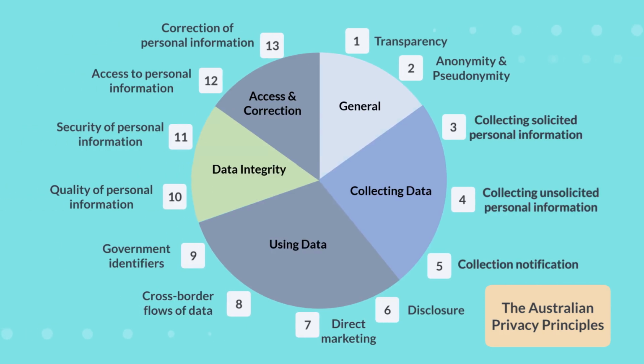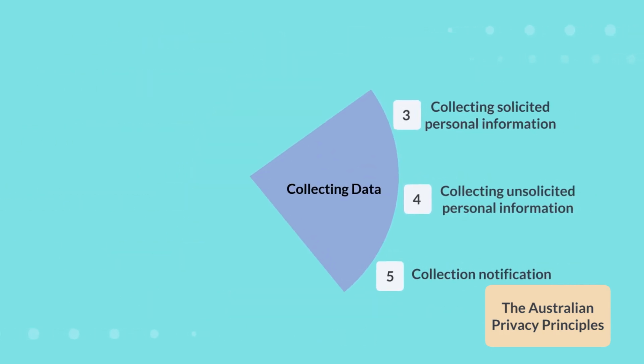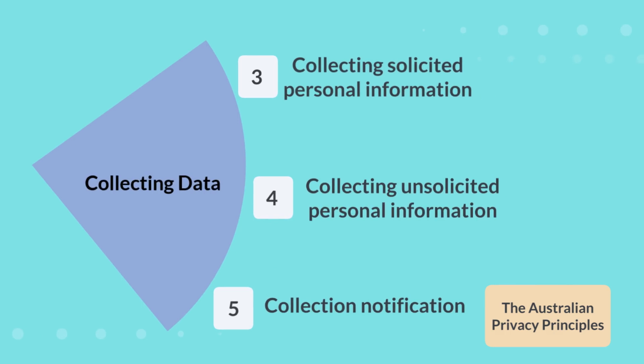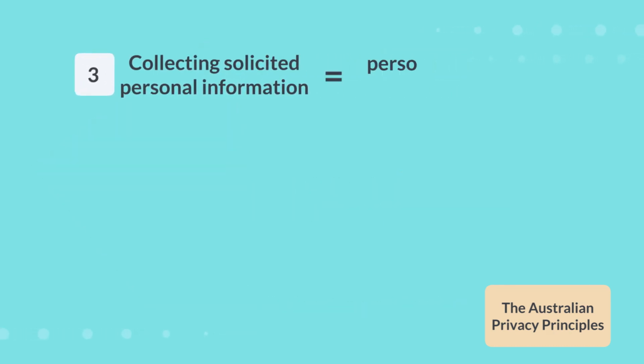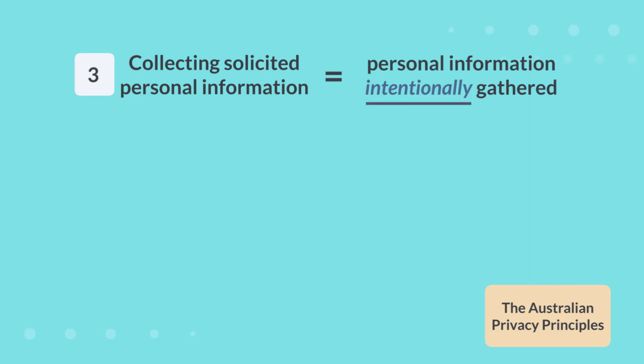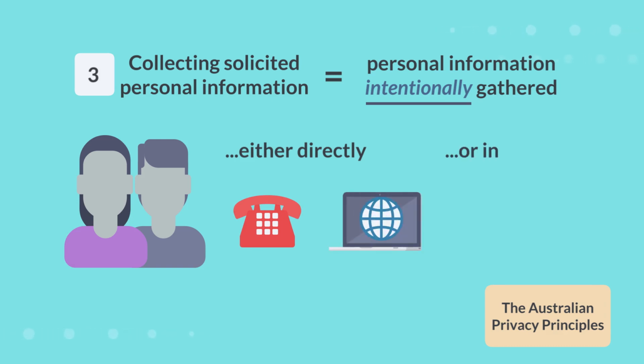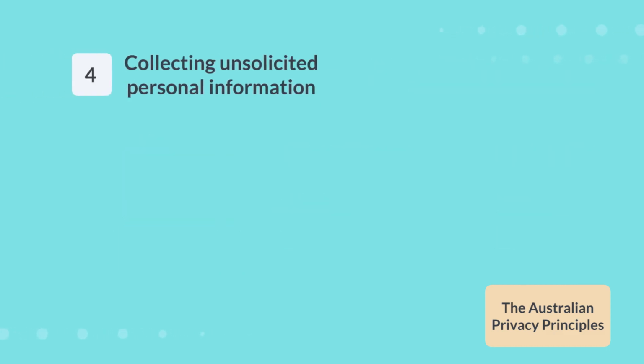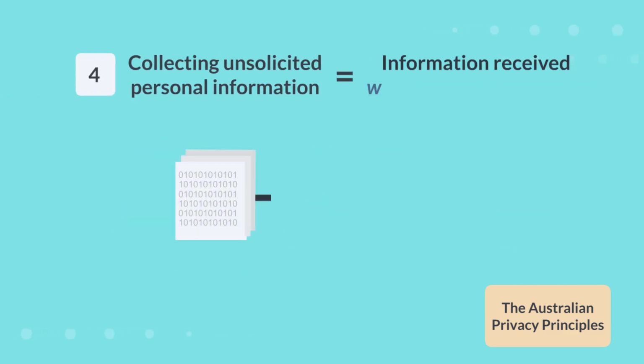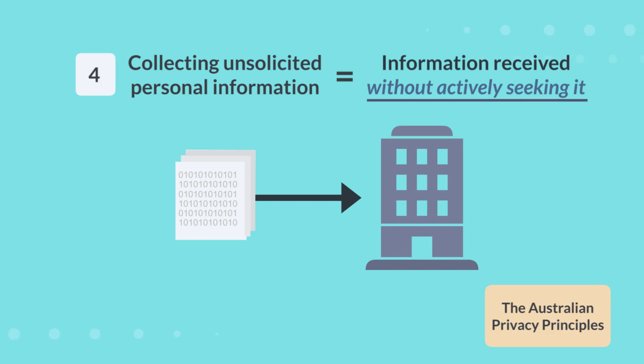The next 3 principles are all about data collection, and these are very important, so we'll be examining these in more detail throughout the course. You'll see that the principles make a distinction between solicited and unsolicited data collection. Solicited is any personal information intentionally gathered by an entity from an individual, either directly, such as during a phone call or when they filled in a form online, or indirectly, such as obtaining data from a list provider. Unsolicited therefore means personal information received without the organization actively seeking it.